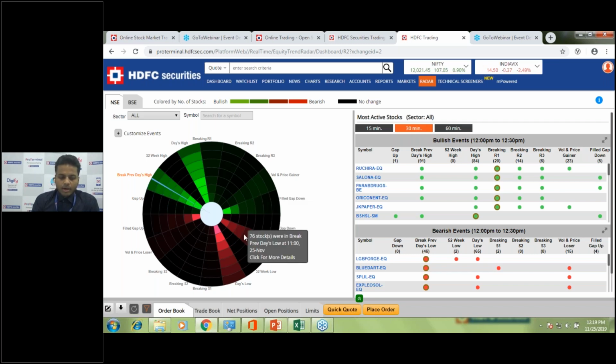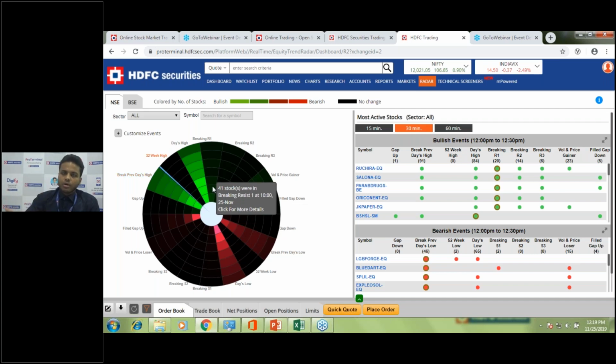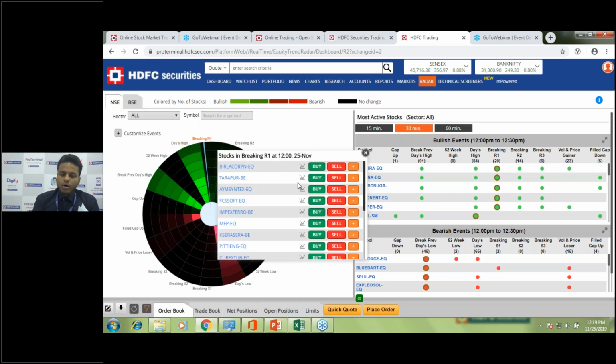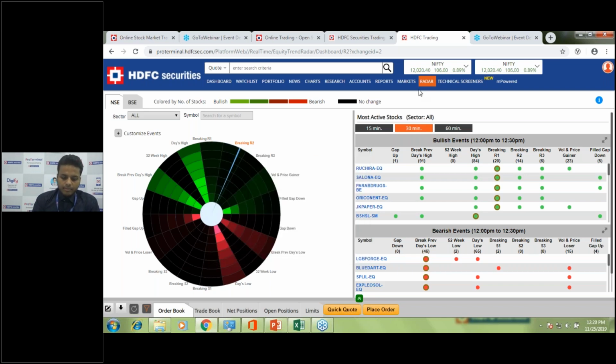the 9 bearish events. The bullish events are breaking of R1, R2, R3, trading above the previous day closing, trading at a day high, filling up the gap down. These are the 9 bullish events, and similarly we have 9 bearish events. Whichever event you want to select, just take the mouse over there and click. You will get a list of stocks which have fulfilled that particular event, and then you can buy and sell from the same panel, or you can open a chart and do your further study. So this is the basic feature of radar.